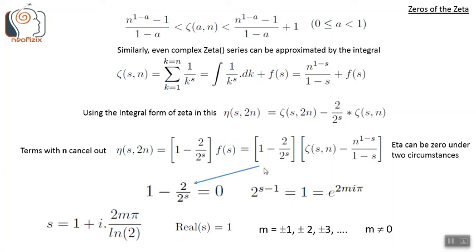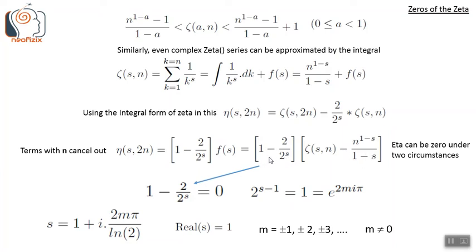And f of s can be rewritten as the difference between the zeta series and the integral form, because zeta s is just the integral form plus this residue. So the residue can be expressed as this. So these are the two factors of the eta series. So eta can be 0 under two circumstances: either this is 0 or this part is 0.